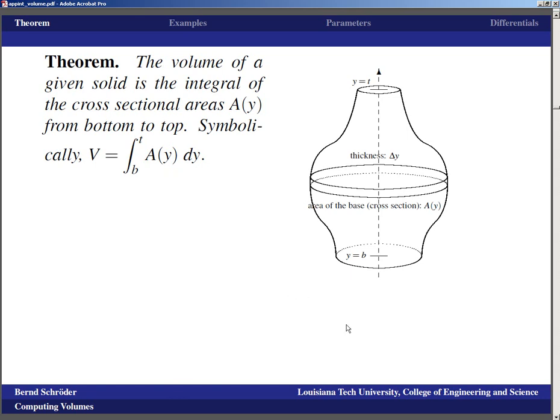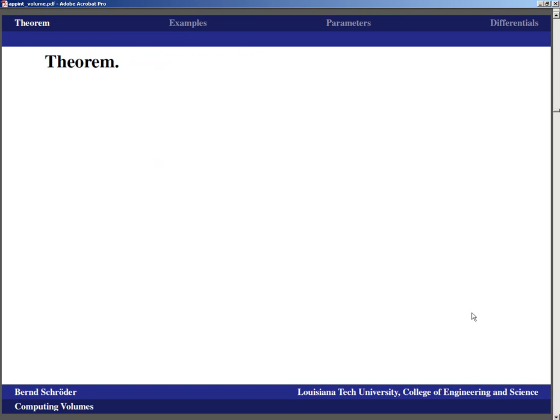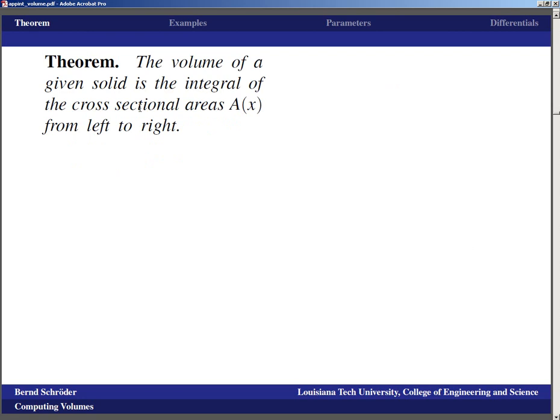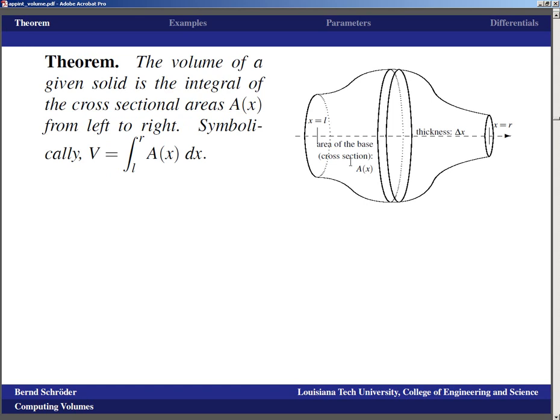And if we want to visualize the whole thing with the object being aligned on the x-axis, well, it's basically the same thing. The volume of a given solid is the integral of the cross-sectional area A(x) from left to right. Symbolically, that would be the volume is the integral from L to R of A(x) dx. And that's if we have an object where the cross-sections that are perpendicular to the x-axis are easier to compute than the cross-sections that are perpendicular to the y-axis. Well, then we would say that the object goes from x equals L for left to x equals R for right, and that's the bounds for the integral.